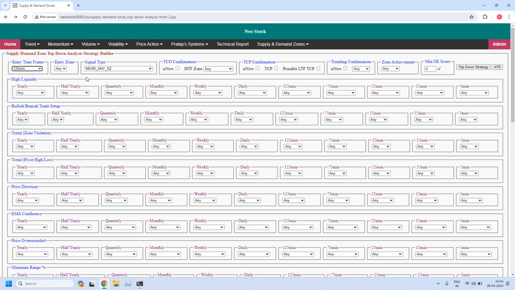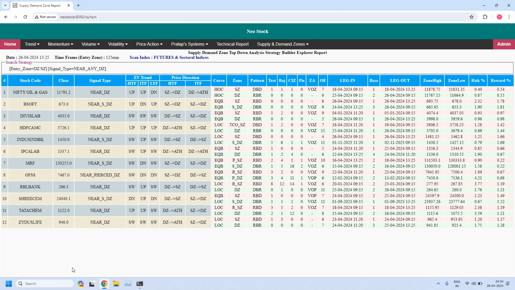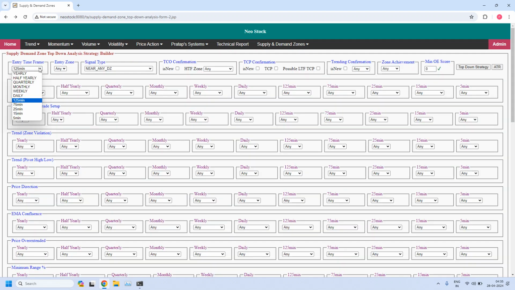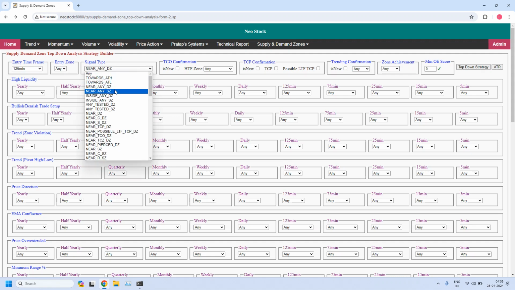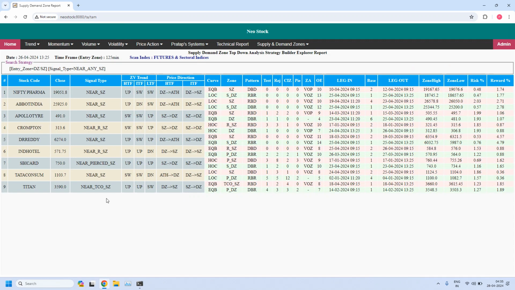Changing the time frame to 125 minutes, let us find the stocks near 125 minutes demand zone. These 12 stocks are filtered. Let me go back. For 125 minutes time frame, let us find the stocks near 125 minutes supply zone. These 9 stocks are filtered. Let me go back.